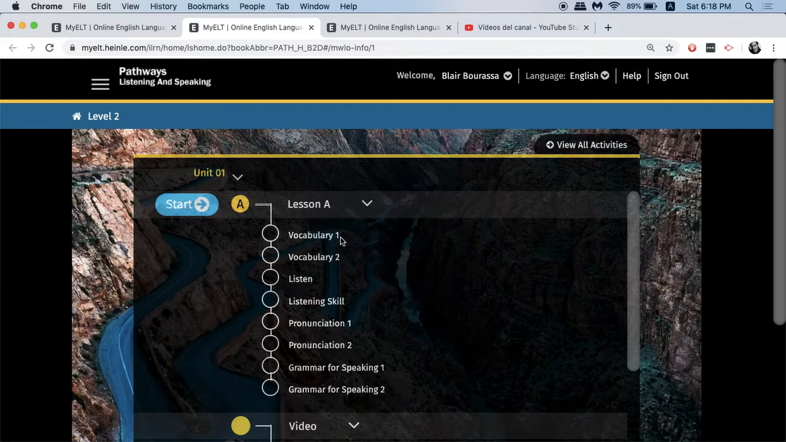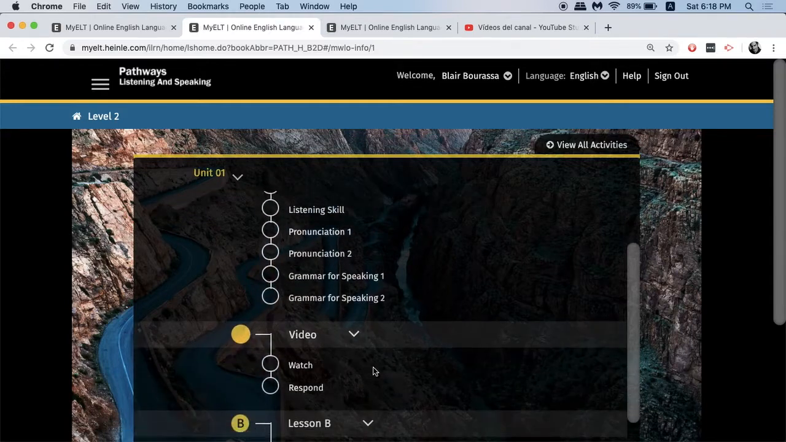Every lesson has a vocabulary section, a listening section, pronunciation section, grammar section, and video section. And the video has a watch part, which involves watching the video and then answering some questions about it. And this is good because you can't really do it in real time with the students. And the respond part has them answer a question relating to the theme of the unit. So in the example that we looked at before, it was about robots and computers.